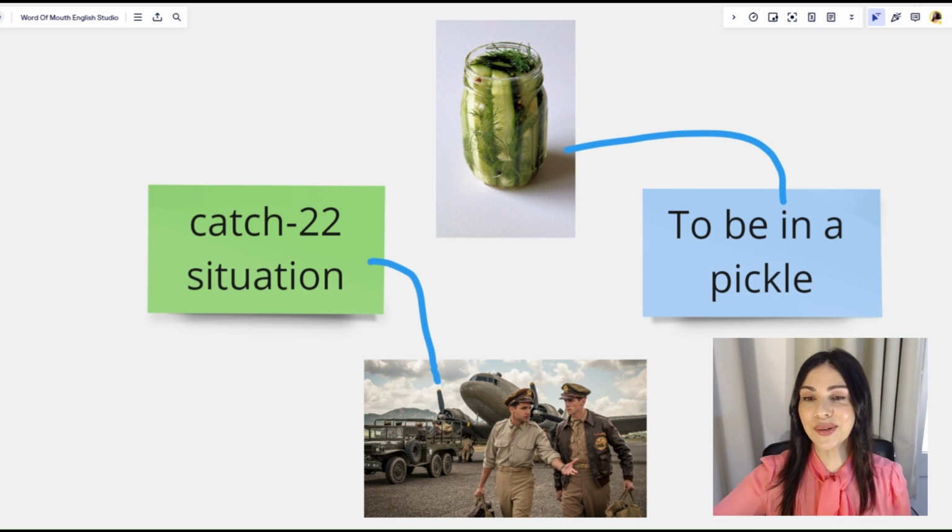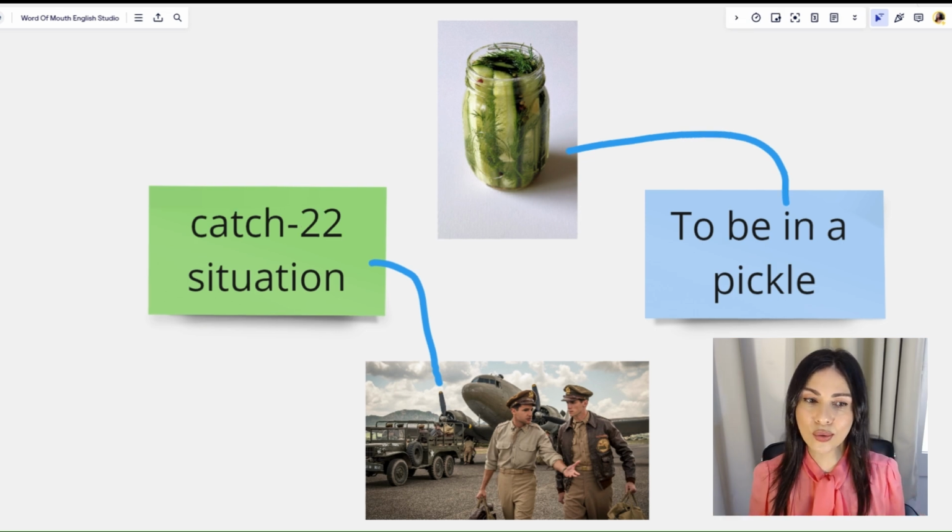Well, to be in a pickle matches with the first image at the top, whereas a catch-22 situation goes with the bottom. But most of my B2 students tell me they've not ever encountered either of these idioms. We've never come across them before, we might have not heard them. So what do they mean?